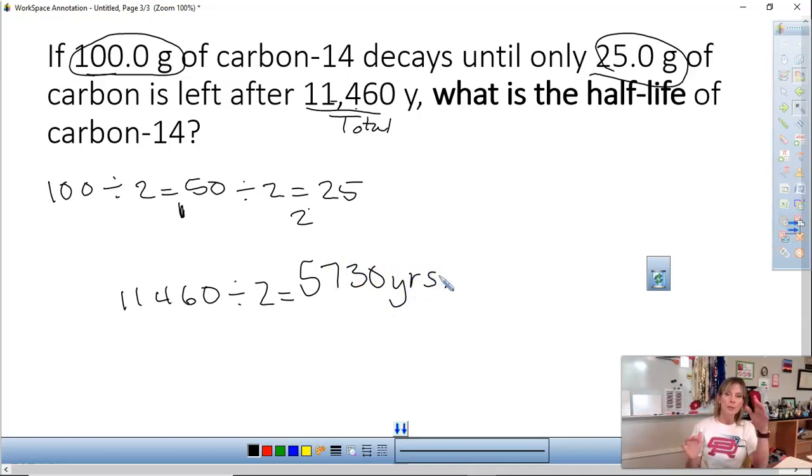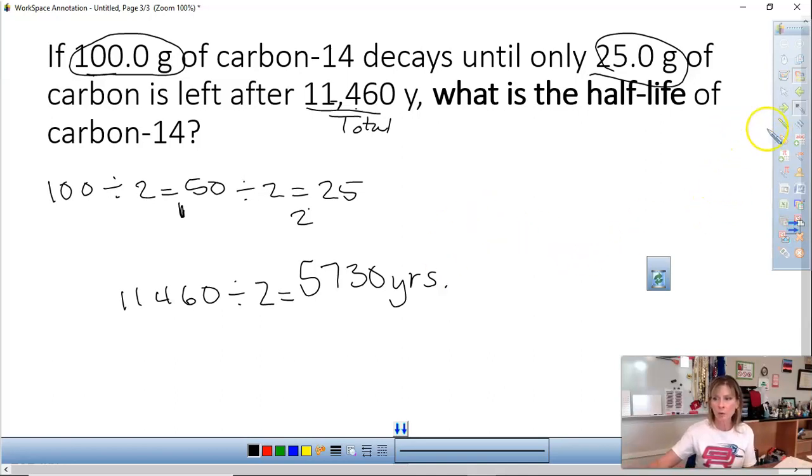So what did we do here? We had 100 grams, and we decayed it till we got to 25 grams. It decayed twice in order to get to 25 grams. It divided it exactly in half 2 times, 2 half-lives. The total amount of time that those 2 half-lives took was 11,460 years. So I wanted to know how much is 1 half-life. So I divide that by the number of half-lives. 11,460 divided by the 2 half-lives that it took to decay, and I got 5,730 years is 1 half-life.